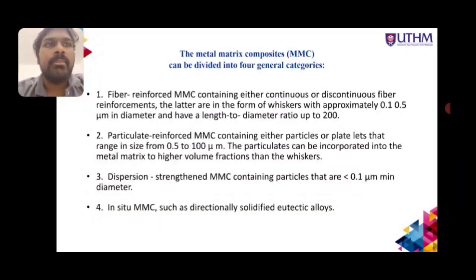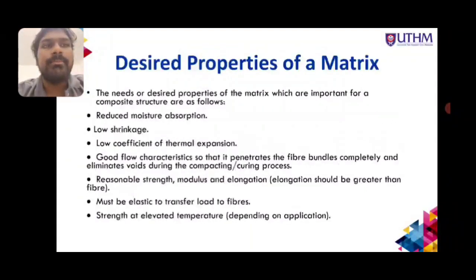The metal matrix composites can be divided into four general categories: fiber reinforced MMC, particle reinforced MMC, dispersion strengthened MMC, and directionally solidified eutectic alloy.